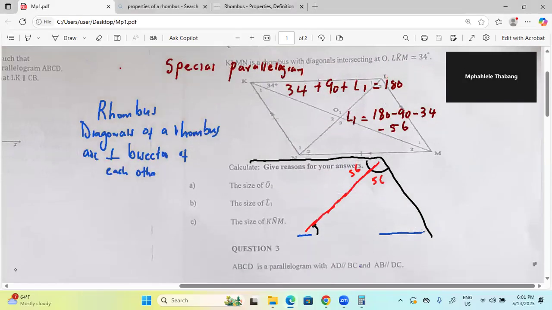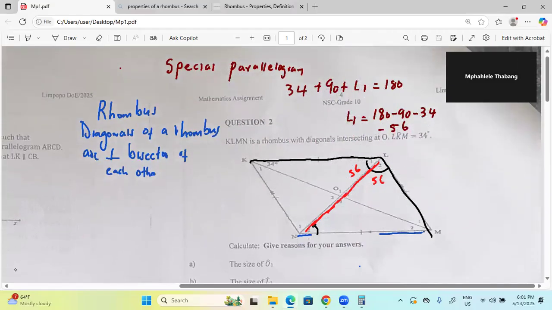Let's go back to the problem. They are looking for the size of K and M. They are looking for this angle here. They're actually looking for this angle here. For sure, you might be confused because I'm talking about angles L1, L2, which are not even these angles here, N1 and N2. But don't worry, if we find L1 and L2, we automatically find this angle K and M, which is the sum of N1 plus N2.